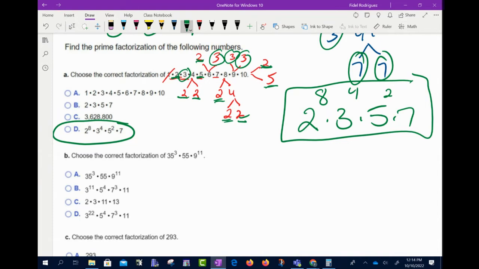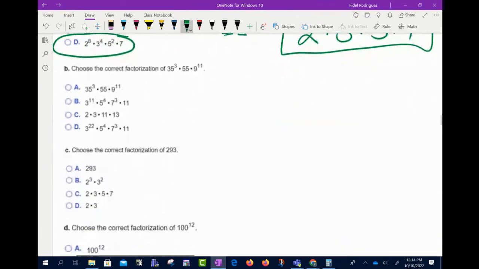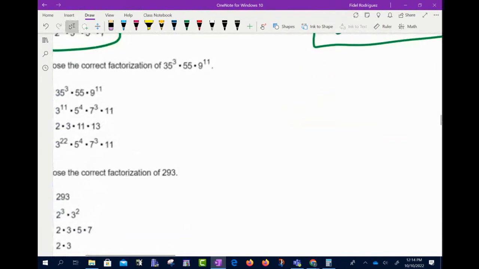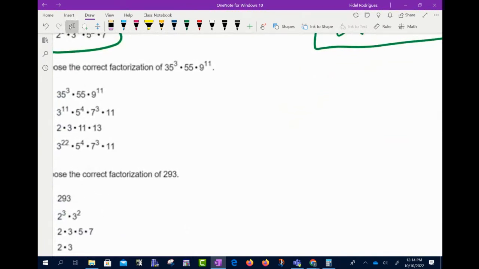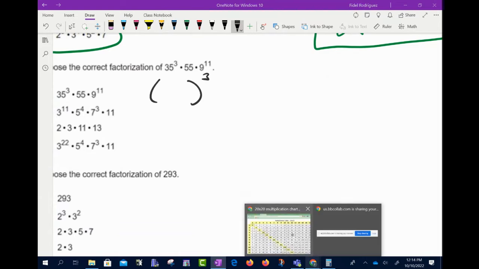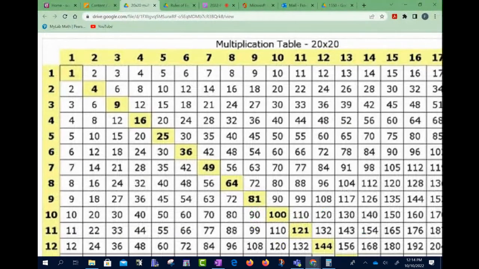All right. So I have another one here. We're going to do the same thing. We're going to break down these numbers here. So first thing I'm going to do, guys, I'm going to look at my number 35, okay? I want you to think about the number 35. I know it's to the third, but what two numbers multiply to 35? Anyone know? And if we need to, guys, we can come back to our table.